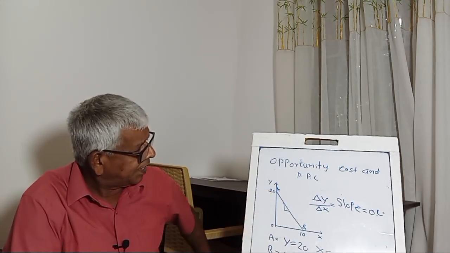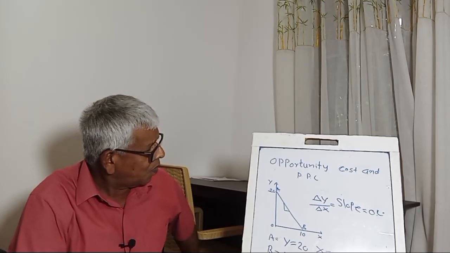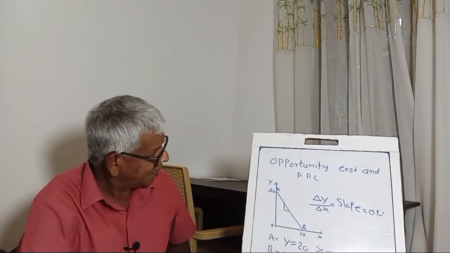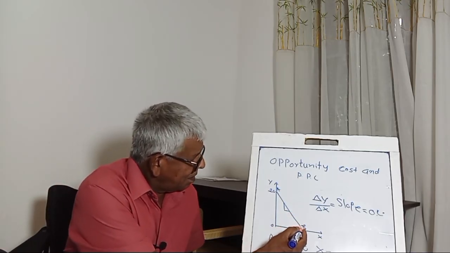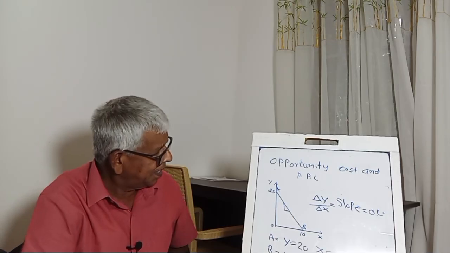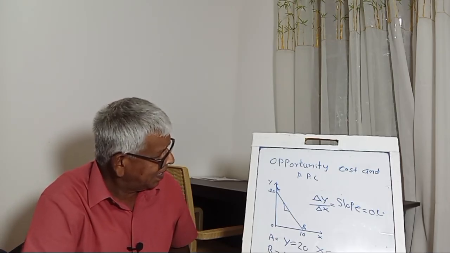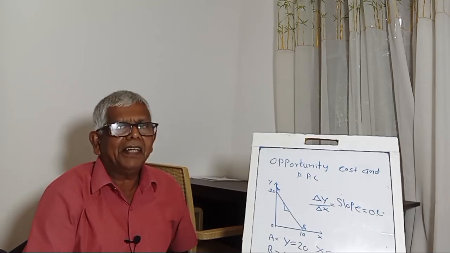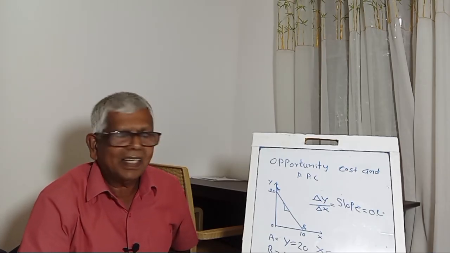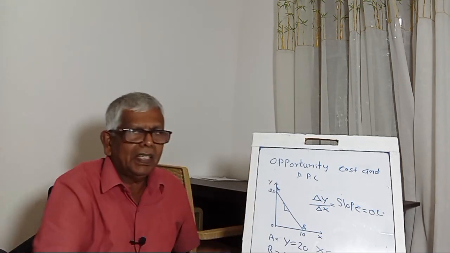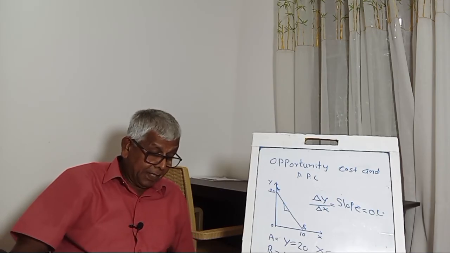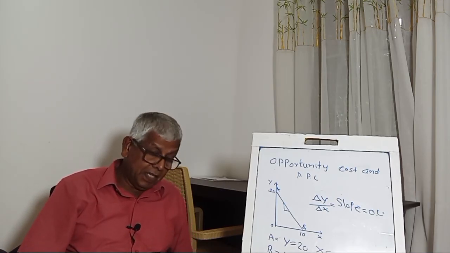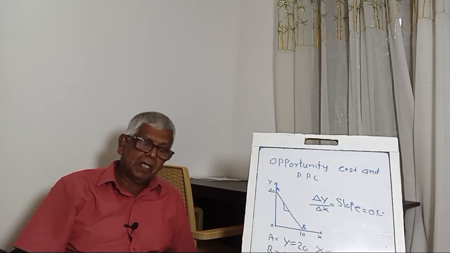At point A, y equals 20, then at B, x equals 10. Here y equals 20. But practically we cannot expect such a situation. Why?